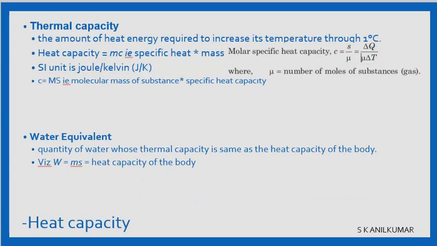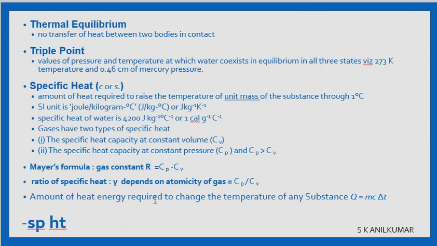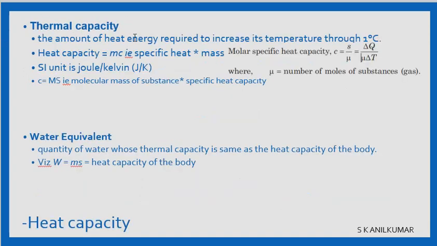What is thermal capacity? Thermal capacity is the amount of heat required to increase the temperature through 1 degree centigrade. The amount of heat required to change the temperature of unit mass through 1 degree is specific heat. Thermal capacity is the heat energy required to increase the temperature of the whole body through 1 degree centigrade. Heat capacity is mc, that is, specific heat times mass.